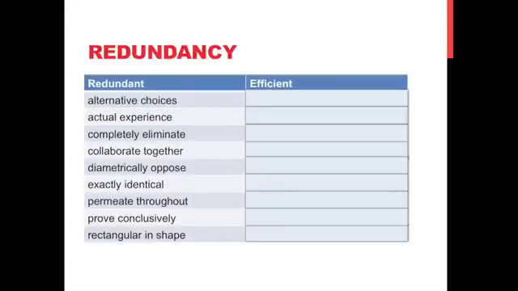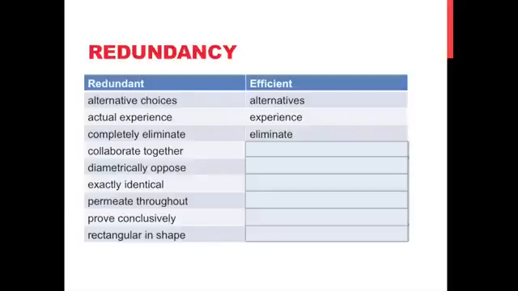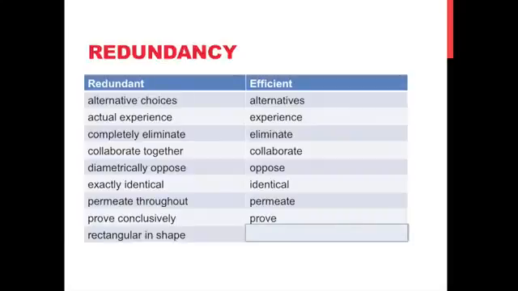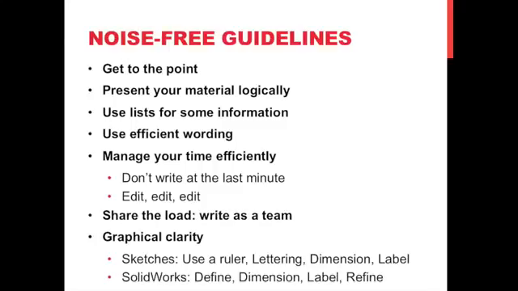Okay, redundancy. Alternative choices. Actual experience. Completely eliminate. Collaborate together. Diametrically oppose. Exactly identical. Permeate throughout. Prove conclusively. Rectangular in shape. You don't need redundant words, guys. Just get to the point. That's technical writing.